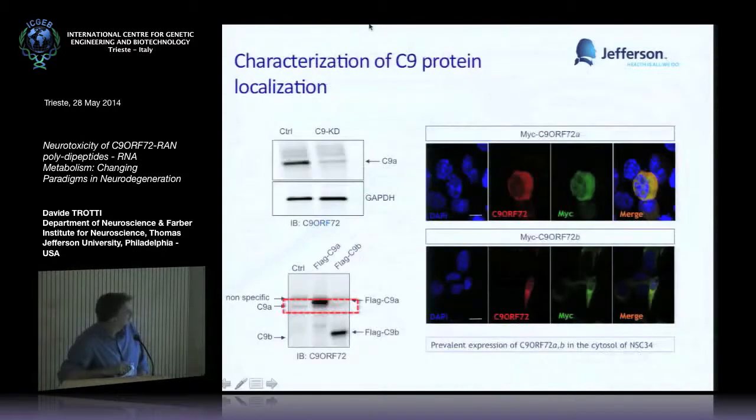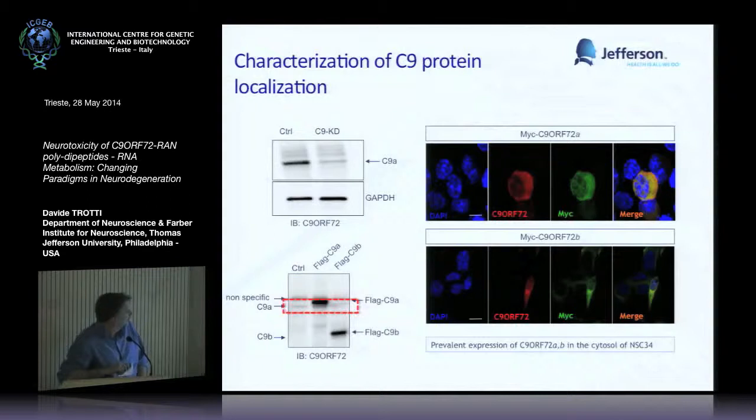So we did a little bit of characterization there using an shRNA approach. You can see here we transfected our construct. These are NSC34 cells. And you can see here that our shRNA is able to knock down, almost out, the totality of the C9ORF isoform A here.